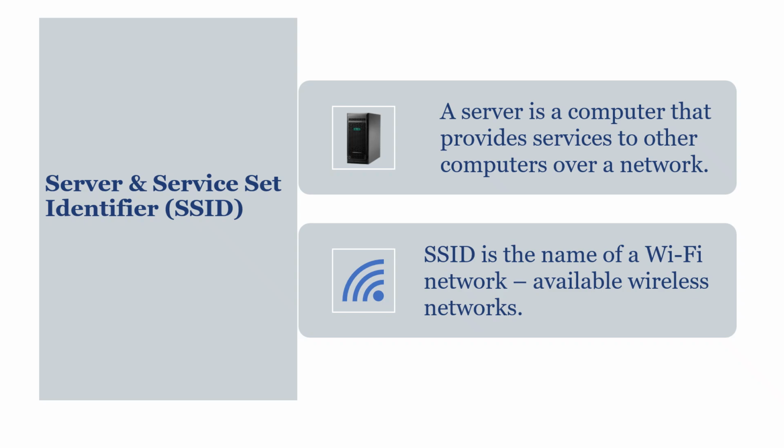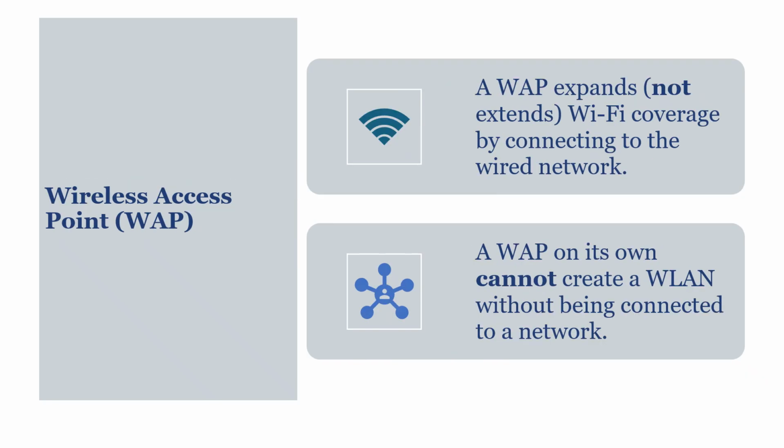The Service Set Identifier, SSID, is the name of a Wi-Fi network that appears in the list of available wireless networks. A wireless access point allows wireless devices such as smartphones and laptops to connect to a wired LAN. Note that a wireless access point on its own cannot create a WLAN without being connected to a network.